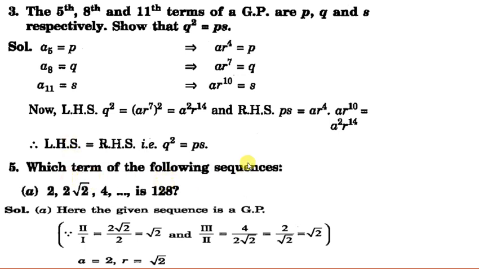Next is, which term of the following sequence is 128? मीन्स हमें बताना है इस सीक्वेंस की कौन सी टर्म की वैल्यू 128 होगी. मीन्स n निकालना है. हमें a भी पता है. We can find r also from here, and we also know an. This is an. So we have to find n. So using the formula for an, we can find the value of n. Here the common ratio is 2 root 2 divided by 2, that is root 2. Common ratio आ गया. a भी पता है हमें.